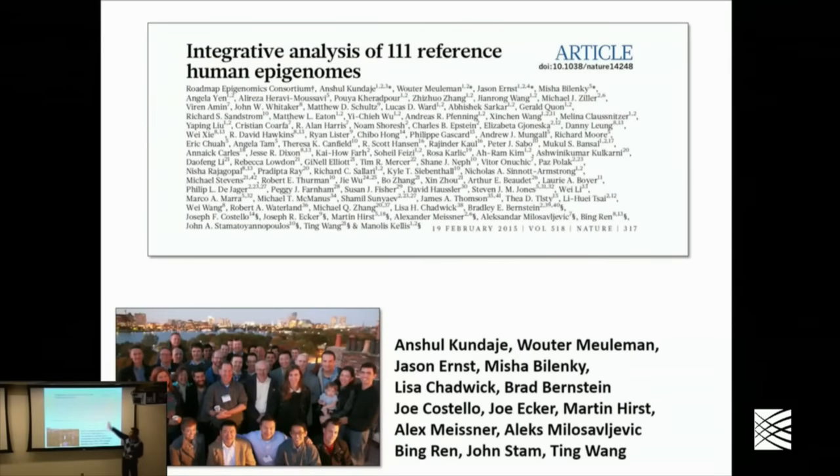So the first part is basically how do we map the non-coding genome and its circuitry, and this is something that we published as part of the Roadmap Epigenomics project, which I'm going to be describing here, but also as part of ENCODE, IHEC, Blueprint. There's been a number of papers that have recently come out that paint a more and more complete map of the human epigenome.